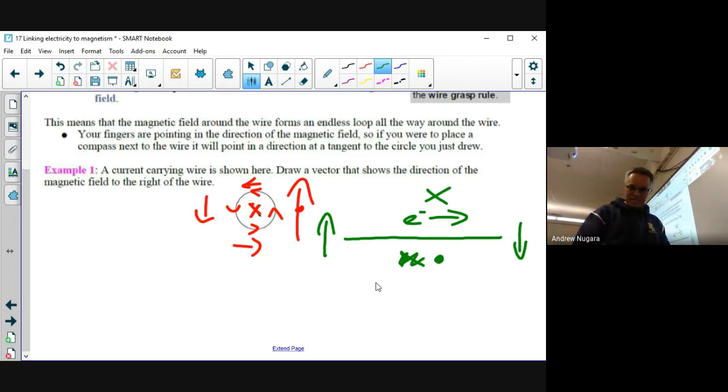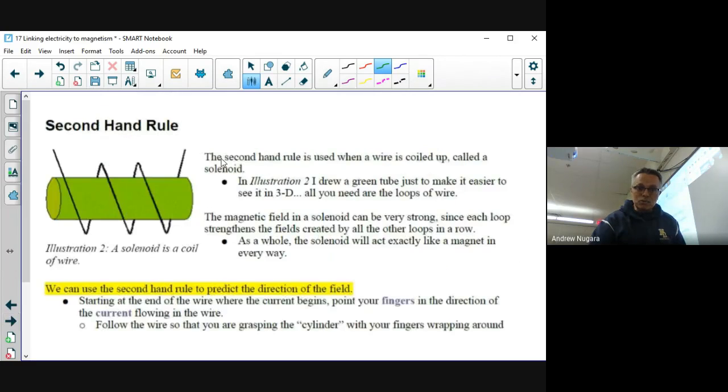Okay, so hopefully that clears up the first hand rule, which is for straight wires. Now, if you go to the second hand rule, the second hand rule is when you have something like this called a solenoid. If you take a solenoid, you take a wire and you wrap it in a circular path here, and you do a whole ton of wrapping.